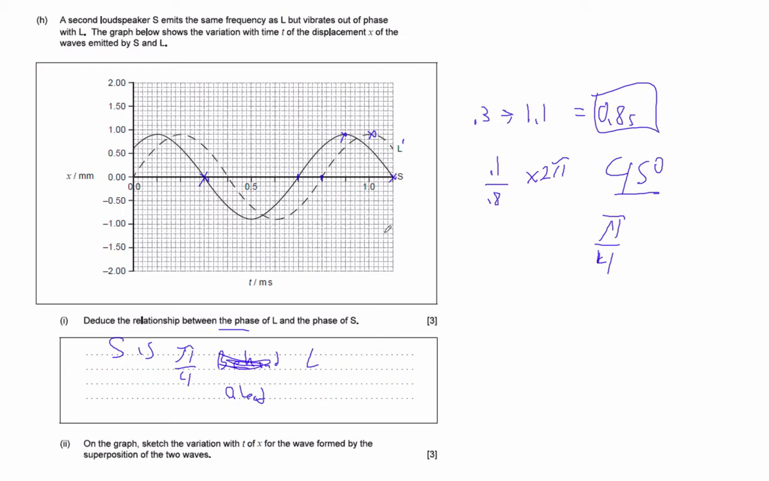All right, and then it says on the graph, sketch the variation of the wave formed by the superposition of the waves. So what you're going to do is you're going to add these up, right? So for example, right here we've got 0.6 and 0. So that's going to be the same, right? Here we've got, let's look at this, 0.9 and 0.6. So 0.9 and 0.6 is 1.5, right?